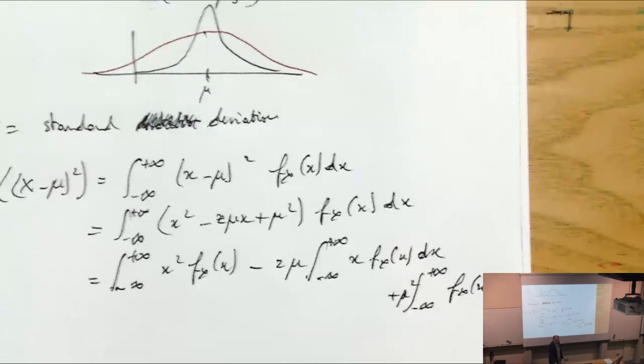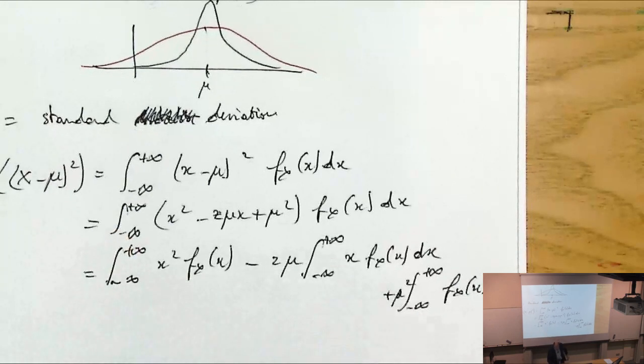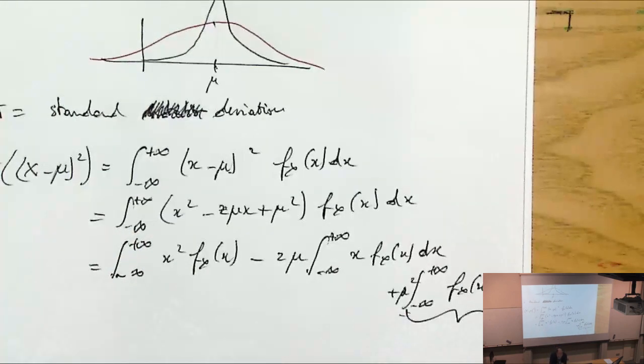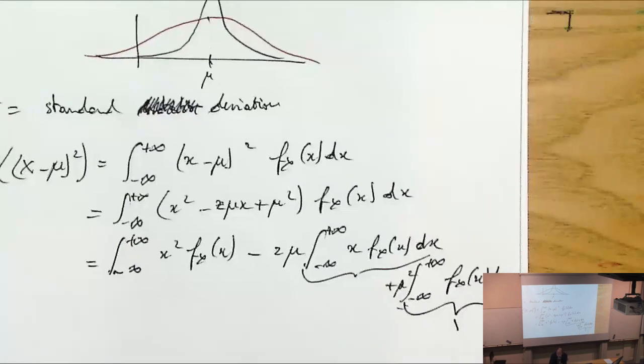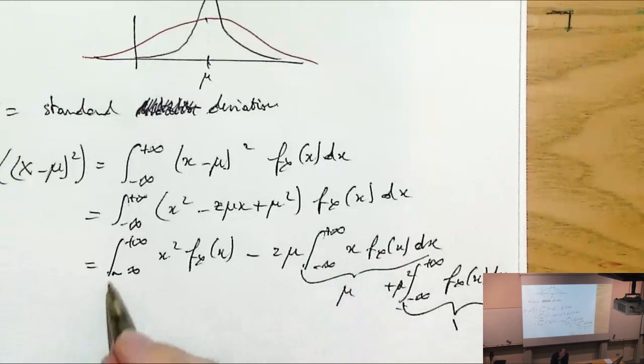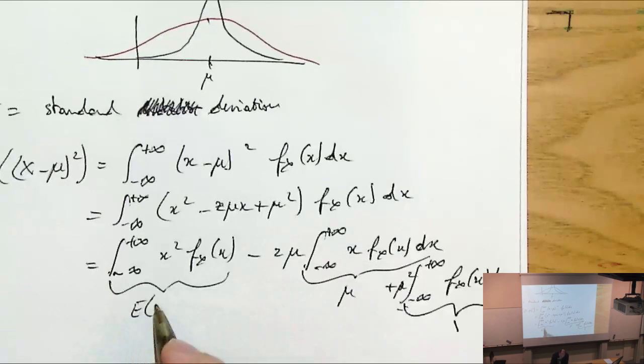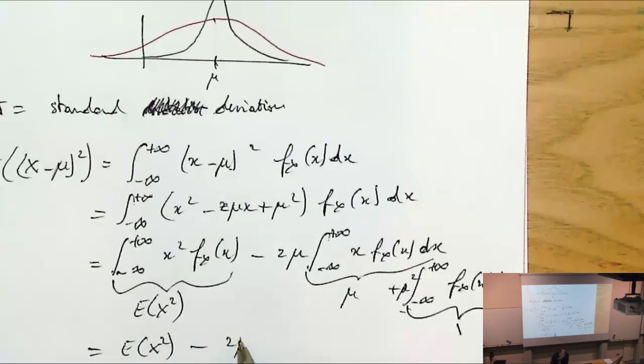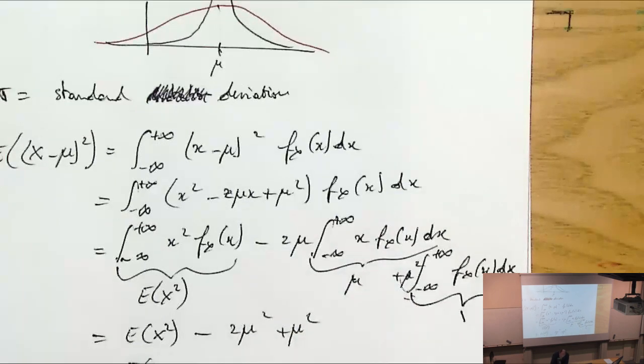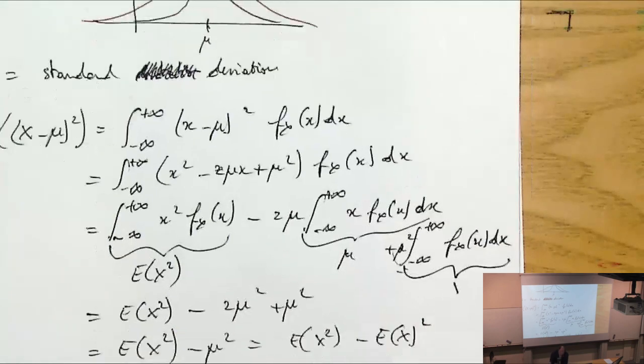I'm just distributing that integral over those three terms. What is this one here again? This is 1. What is this? This is mu. And this is expectation of x squared. So we have expectation of x squared minus 2 mu squared, mu multiplied by mu, plus mu squared. So expectation of x squared minus mu squared is expectation of x squared minus the square of the expectation.